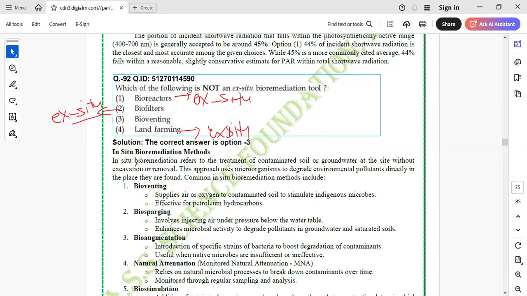but bioventing which has been mentioned here is an in situ method, ठीक है, in situ है, तो इसमें odd one out, क्योंकि पूछा है not an ex situ method, so not an ex situ method is bioventing because it is an in situ method, right?